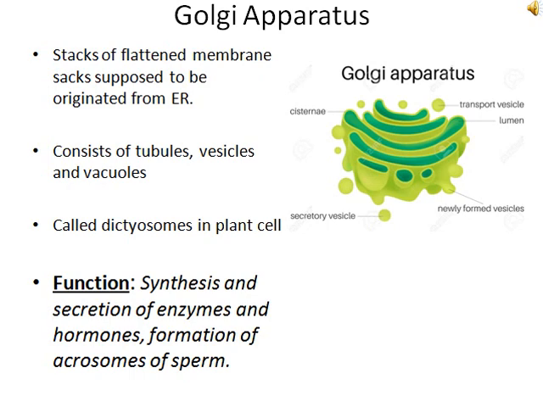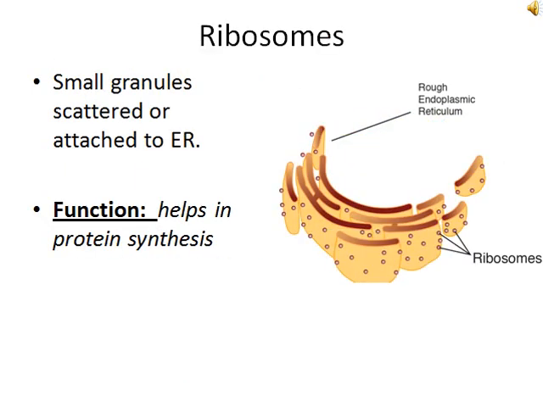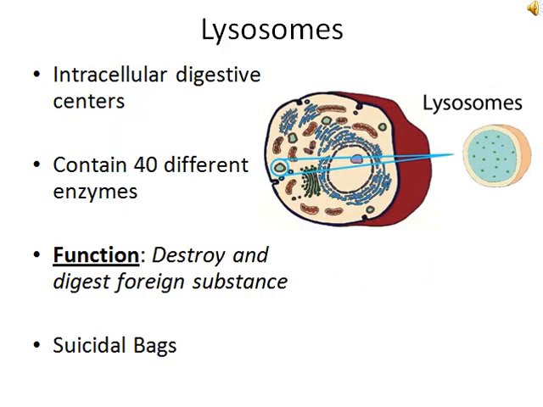Next one is the ribosomes. They are small granules scattered or attached to the endoplasmic reticulum. Its main function is to help in protein synthesis. Lysosomes are the membranous sacs budded off from the Golgi bodies. They are the intracellular digestive centers. They contain 40 different enzymes. Its main function is to destroy and digest foreign substances.